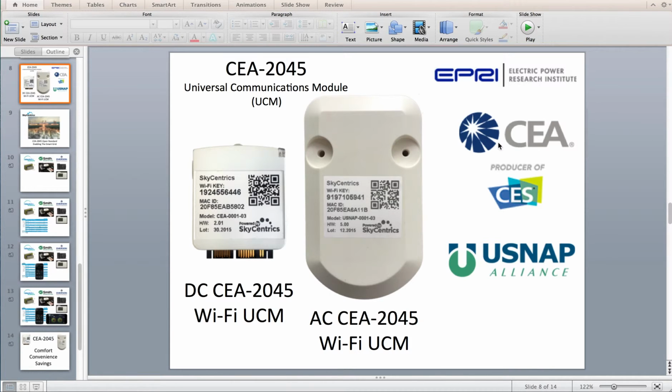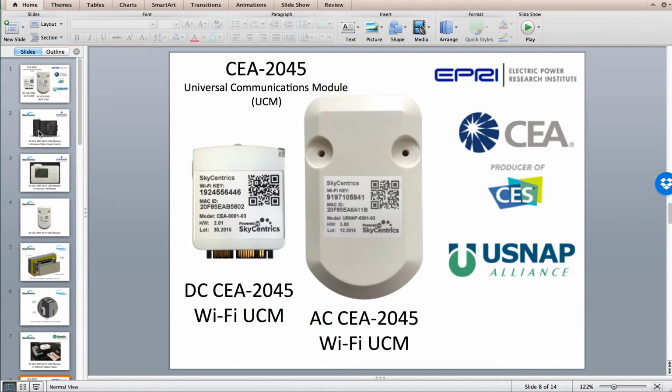The standard was developed by the Electric Power Research Institute and the Consumer Electronics Association and is being promoted by the USNAP Alliance. The standard has these two formats for communicating modules, DC powered and AC powered. Today we will be showing you modules that use Wi-Fi, but many other communication paths are possible.